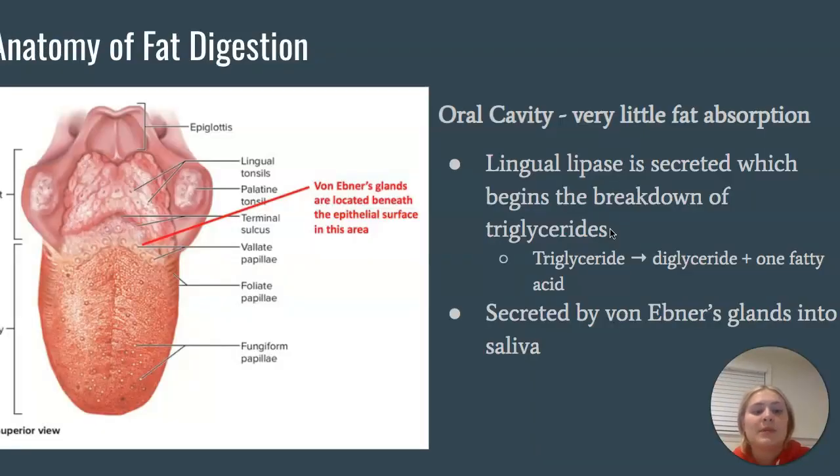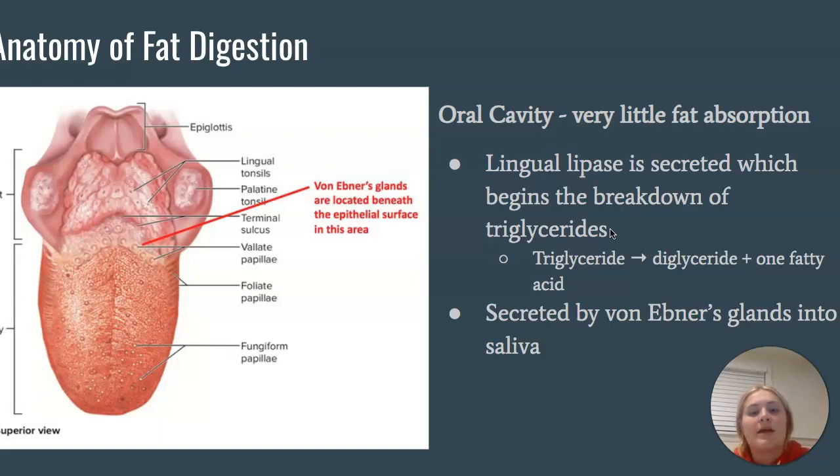The first place where lipids can be digested is the oral cavity, but there's actually very little fat absorption here. It's just starting the process of breaking down the triglycerides. So here, it's usually just breaking a triglyceride and taking off one of the fatty acids, leaving a diglyceride left, which can be passed down in the digestive system.